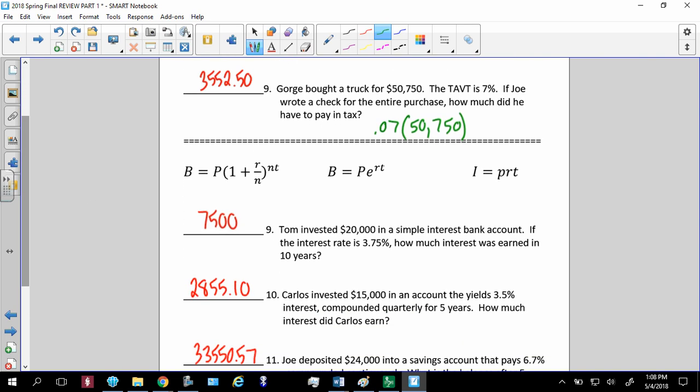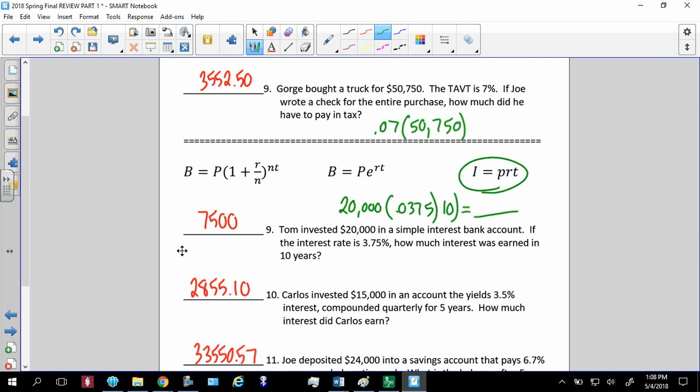Tom invests $200,000 in simple interest. Simple interest is this formula. So it is 200,000 times 0.0375 for 10 years. Do the math, get your interest.